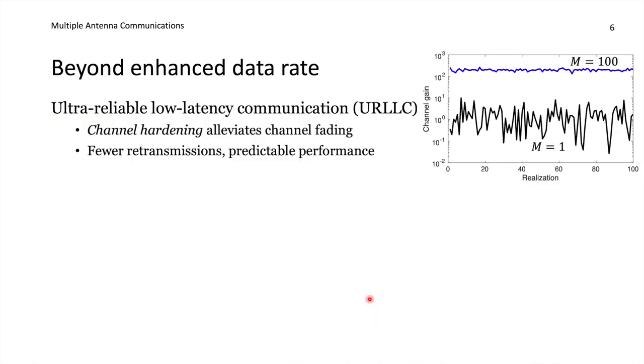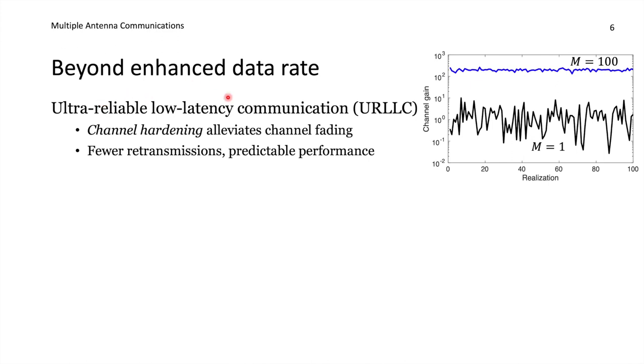A lot of the focus in this course has been on the data rates, on the channel capacities or lower bounds on the channel capacity, but multiple antenna communications have big benefits also beyond the data rates. In 5G, there is the concept of ultra-reliable, low-latency communications, or URLLC, where the idea is that instead of having as high data rate as possible, we can trade away efficiency in terms of data rate to get a more reliable system, which is achieved by not trying to operate at capacity, but at lower data rates where you have an even bigger chance that your signal can be correctly decoded.